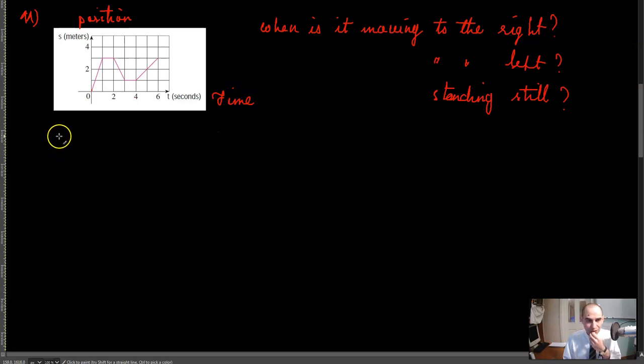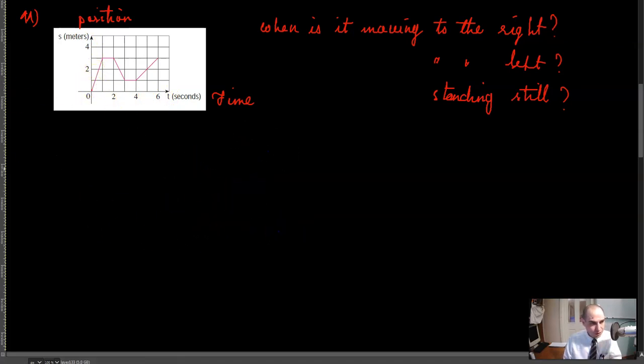Now, to do the velocity function, what you can do is see that the velocity over here is not changing because this is a straight line, right? Since it's a straight line, the velocity is not changing. It's essentially constant velocity. The slope of this line tells you about the velocity, because velocity is nothing but the rate of change of position with respect to time, right?